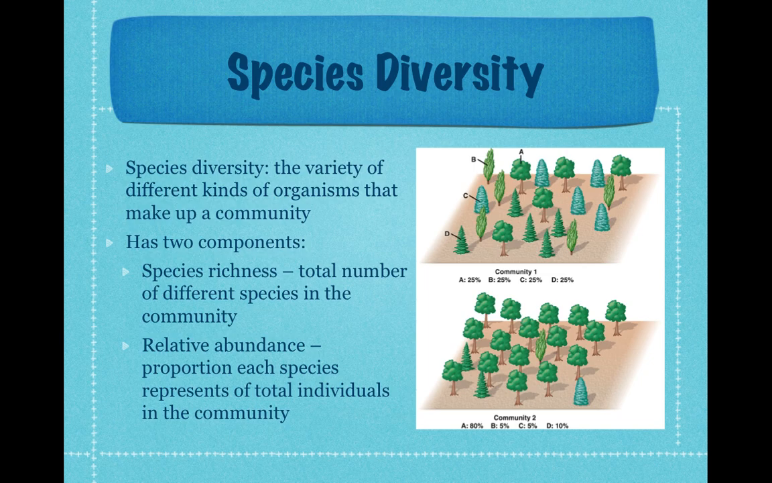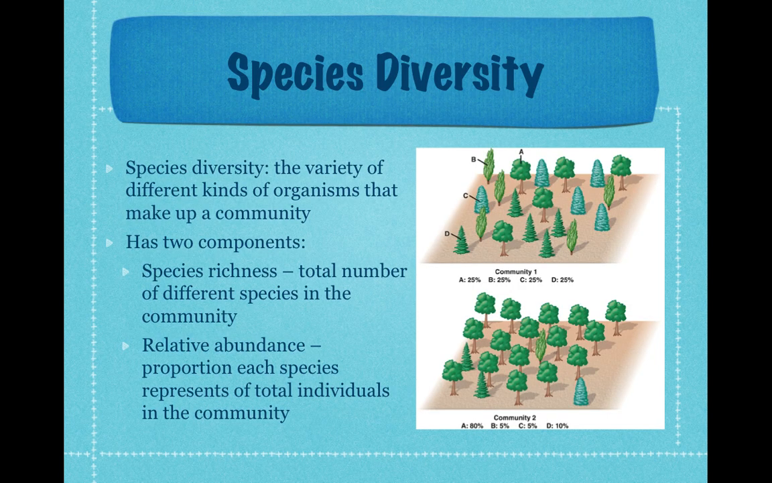First is your species richness. So simply talking about the number of different species that we see. All right, and so if we take a look at the figures on the right there, species richness is going to be the same in both of those communities. There are 4 different types of tree species that we see in these different communities.